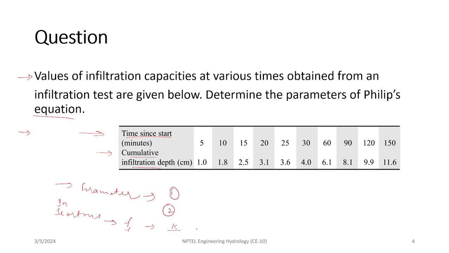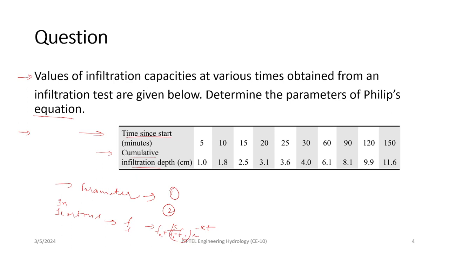You should figure it out in terms of the equation, right? There will be fc and f naught. So kindly let me know the equation again. So fc plus, what is the difference, f naught minus fc, e to the power minus kt. Yeah, right? So what are the unknown parameters here? f naught minus fc.